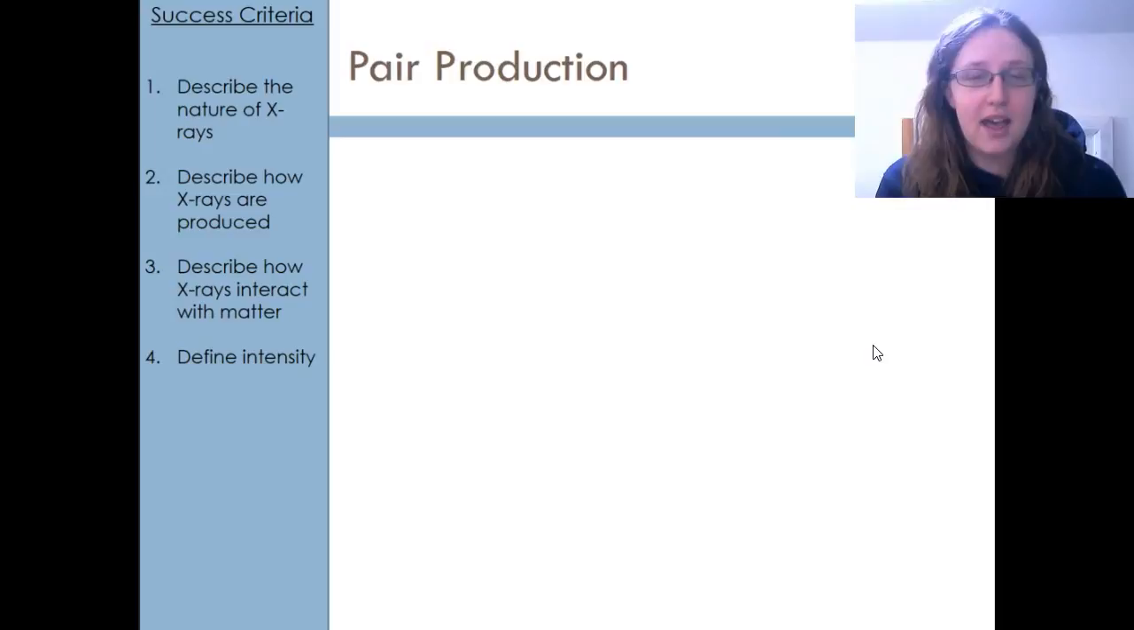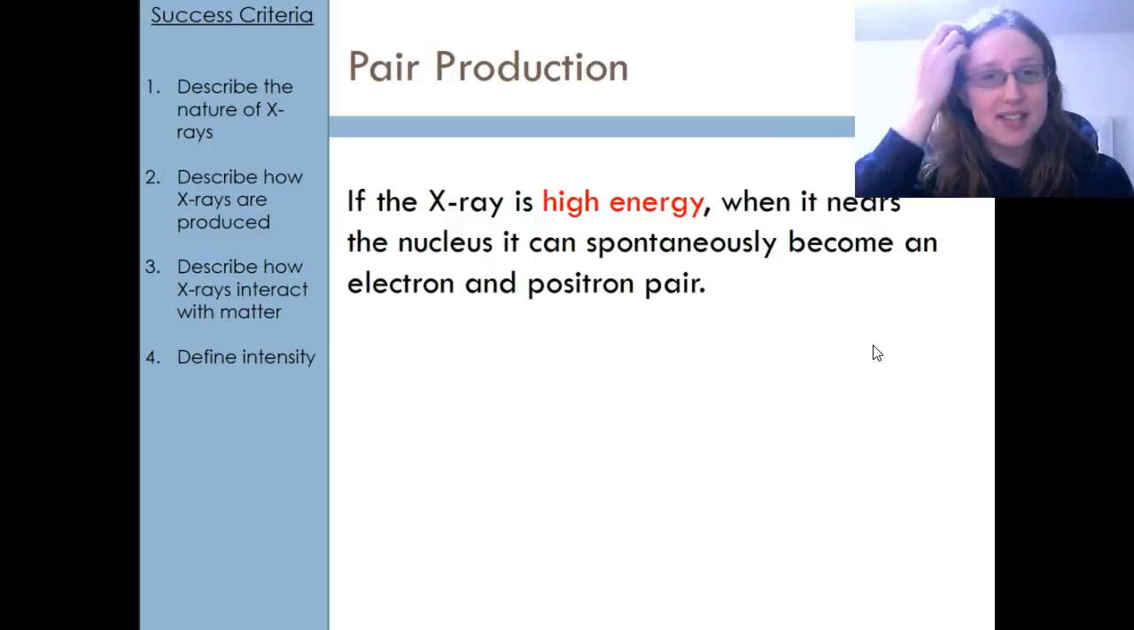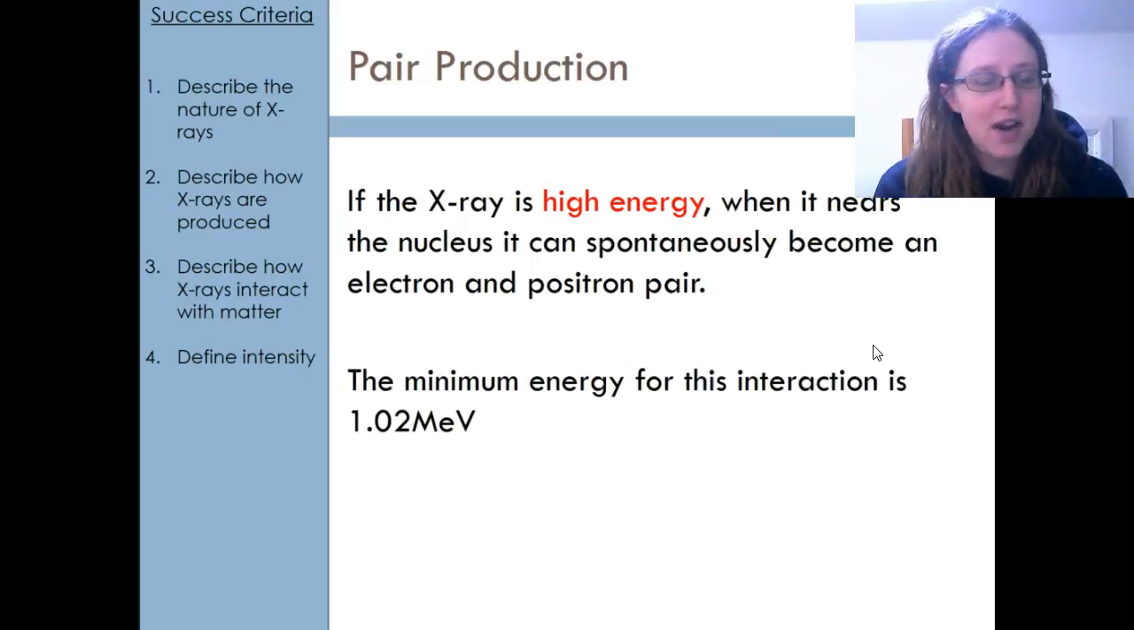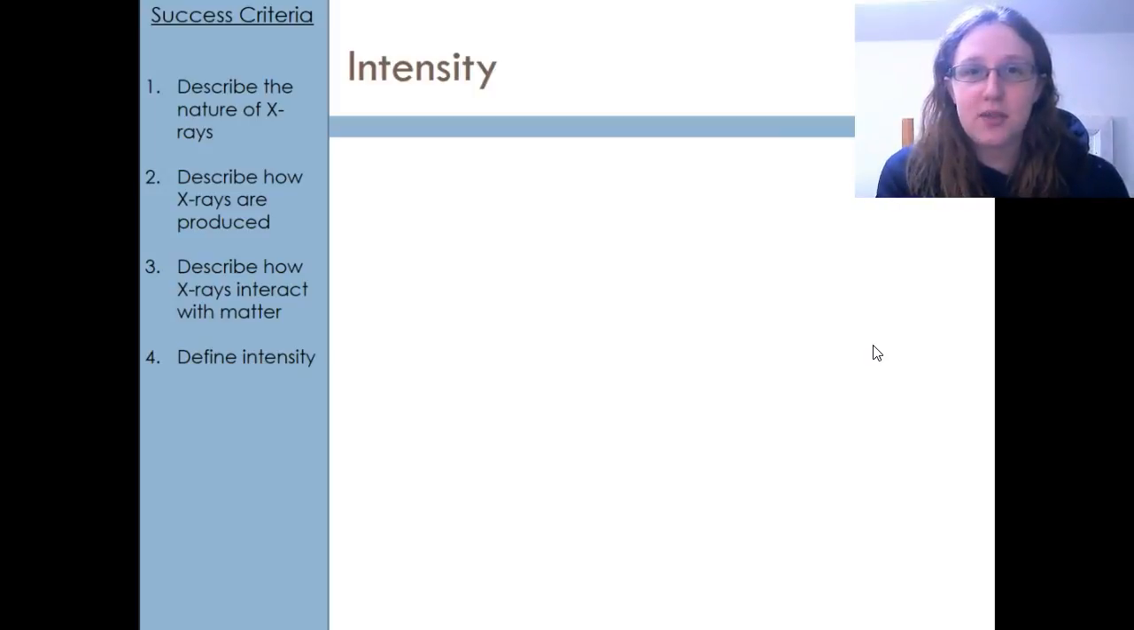And our final attenuation mechanism is something called pair production. And this happens with the highest energy X-rays. And this is when the X-ray photon comes near the nucleus and it spontaneously becomes an electron-positron pair. So pair production, it produces a pair. And the minimum energy for this interaction is 1.02 MeV. I'm going to ask you why in class. Why is there a minimum energy for this one? Okay, so those are our 4 attenuation methods, our 4 methods that X-rays can interact with matter.